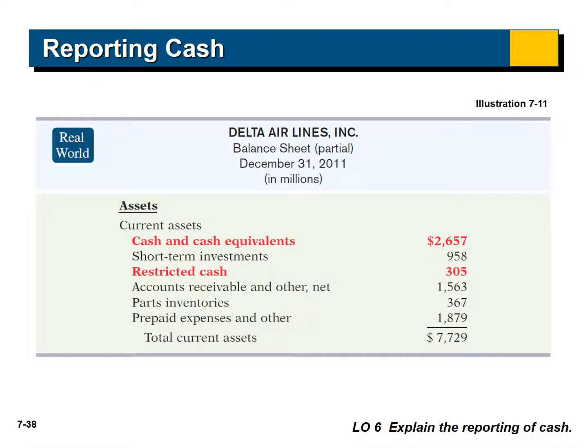And so you can see this is the actual Delta Airlines, where they have cash and cash equivalents. Those are cash and items very close to cash, like a treasury bond. And then we have restricted cash shown separately. Remember, those are items that can only be used for a particular purpose.